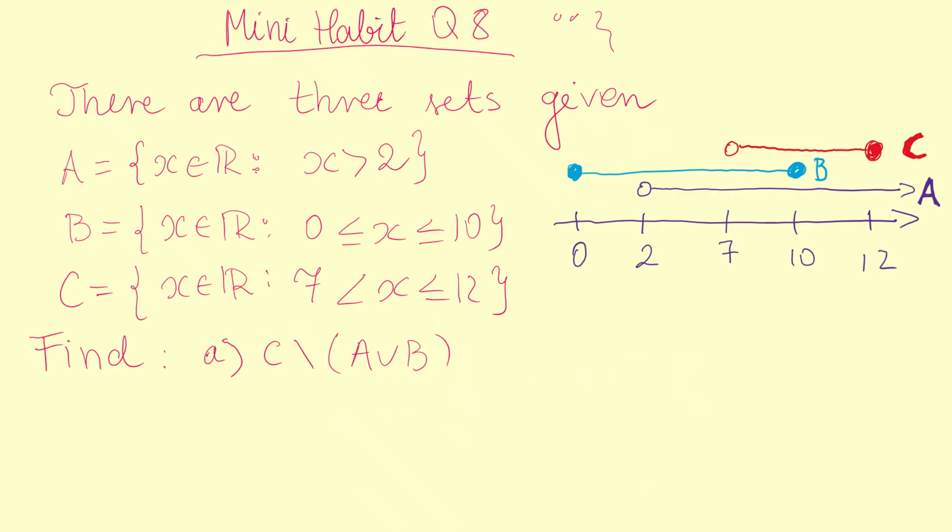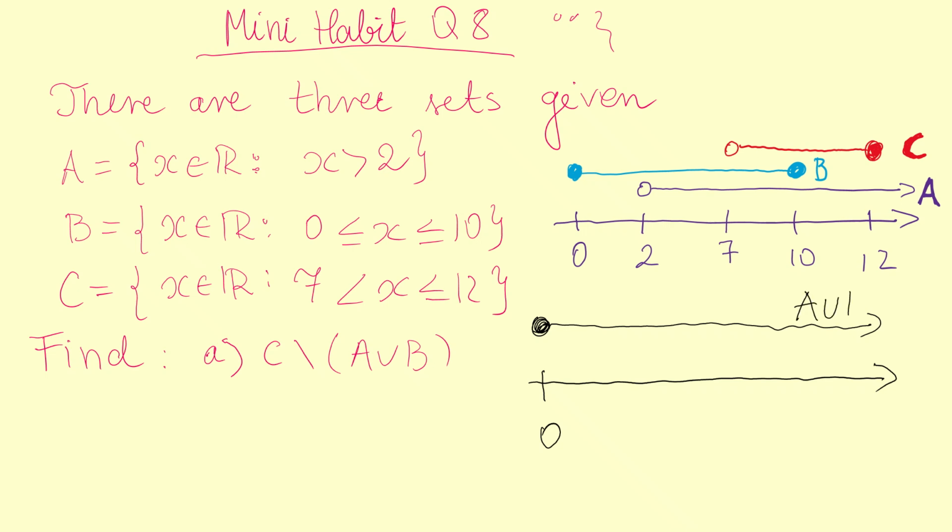Okay, let's draw another number line to see the situation. So the sum of A and B. If you look at this, you can see that if you add A and B, this will be all the numbers from 0 to infinity, because A is an infinite set. So I can say that this is my A sum B.